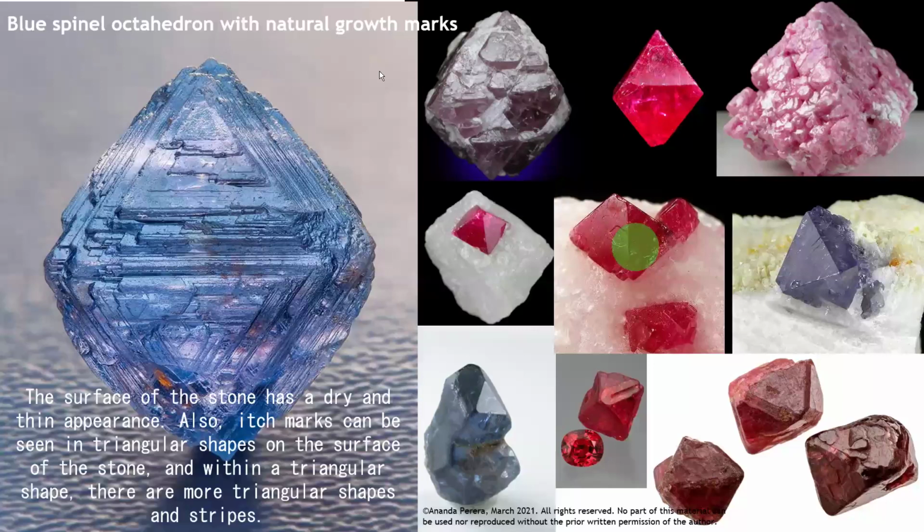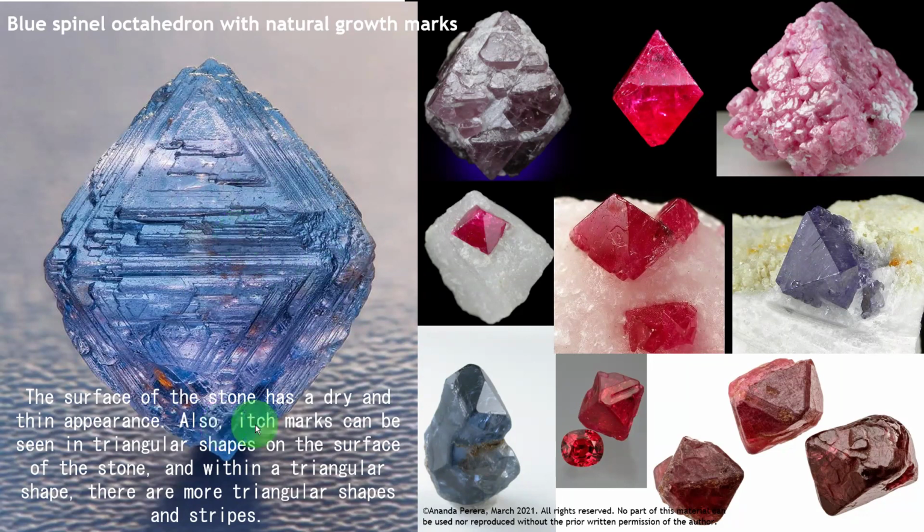Now we are moving to here. Look at this blue spinel. You can understand the 8 sides here. This is very beautiful. The body skin: the surface of the stone has a dry and thin appearance. Can you identify? Dry and thin appearance is also there.